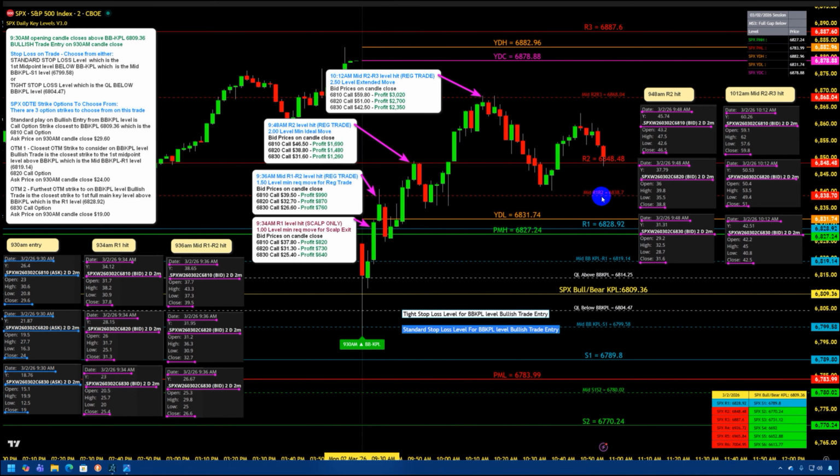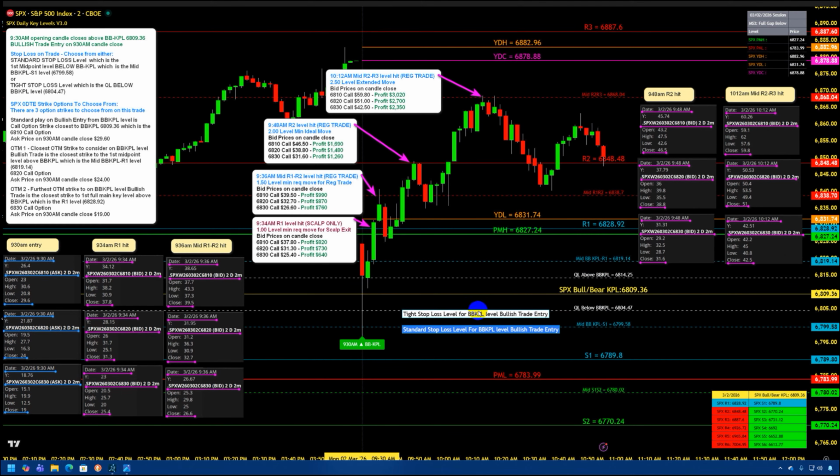So in the case of other key levels, you would simply turn on the QL above that level for a bearish trade. And the standard stop loss on bearish trades from any main key level is going to be the first midpoint above the level that you're taking the trade from, which in this case, if we were taking a bearish trade, instead of having this bullish close, we had a bearish close below the bull bear KPL, then our tight stop loss would instead be the QL above, and our standard would be the midpoint above.